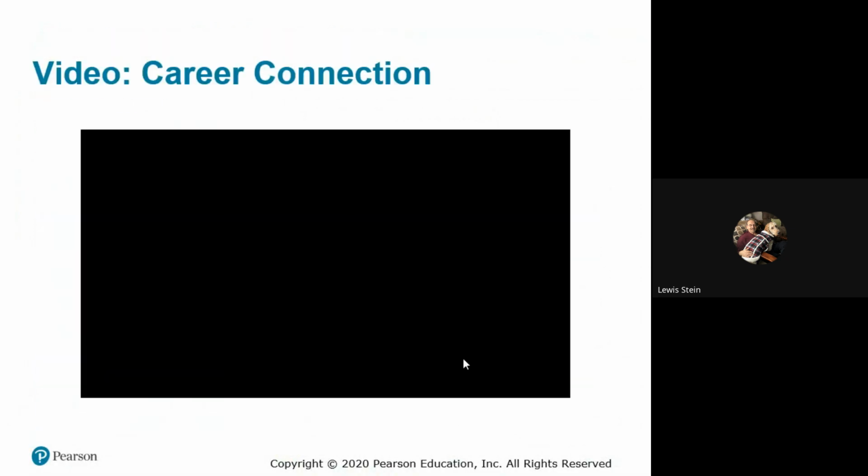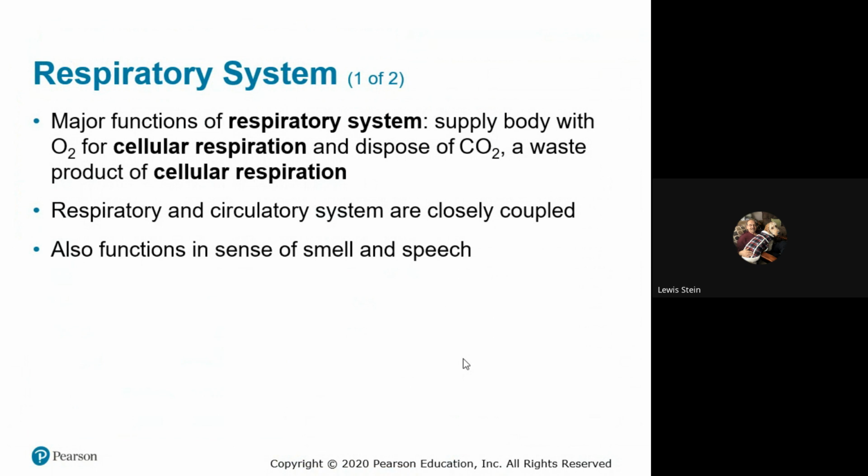Okie dokie, respiratory system. So I have a very simple introduction. It supplies the blood with oxygen for cellular respiration and gets rid of CO2, a waste product of cellular respiration. It's intimately associated with the circulatory system. It's intimately associated with smell and speech. In short, you can summarize the respiratory system with one phrase: in with the good air, out with the bad. That's about it. There's a lot of physiology to it, basically how we bring in the air and how we expel the air, and we don't have to do a whole lot to accomplish that.